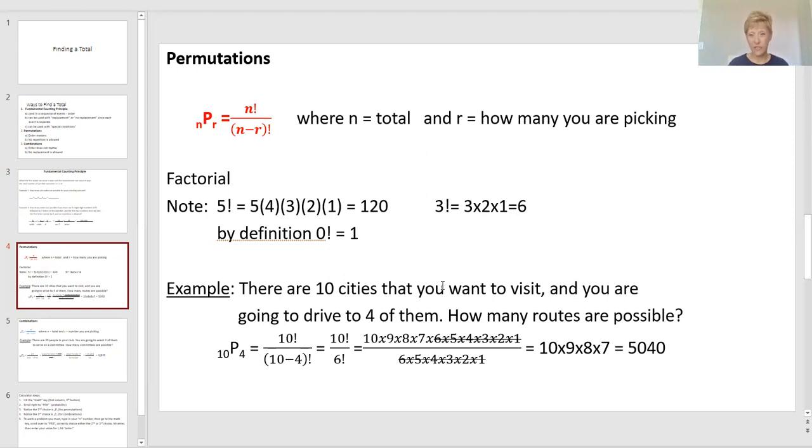So on your test, when you have this on there, if you're confused about whether order matters, you can come up to me and ask me, does order matter? And I'm going to nod yes, or I'm going to nod no. Here I would nod yes. I mean, think about it.